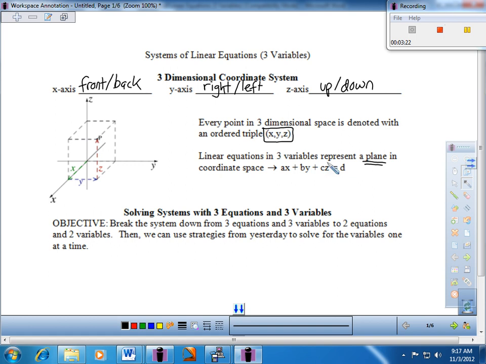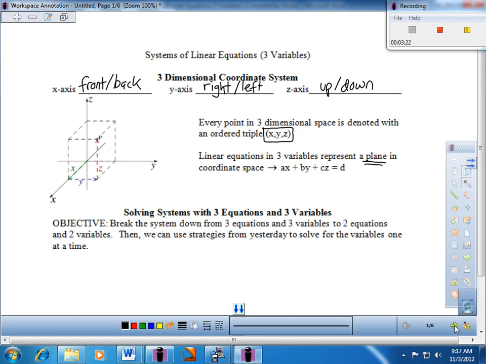Once we can do that, then we're pretty much in our comfort zone. So it says then we can use strategies from yesterday to solve for the variables one at a time. So we're going to try to break it down from 3 by 3 to 2 by 2. Once we get to 2 by 2, we're going to try to break it down to 1 by 1. And once we get to 1 by 1, we can solve for one, then use that to solve for another, and then use that to solve for another. And so that's what we're going to do.